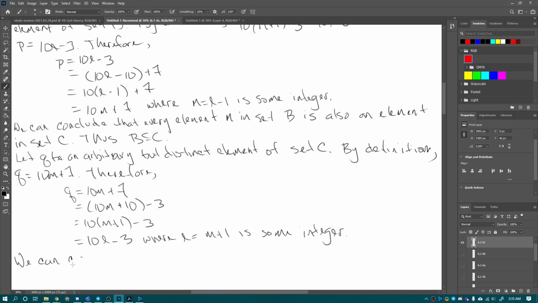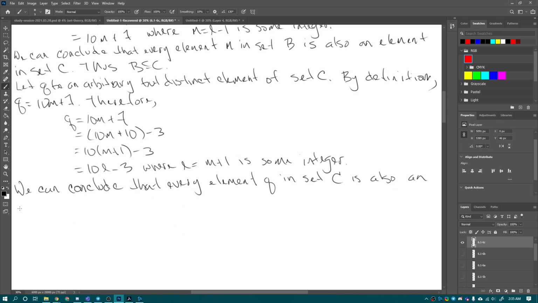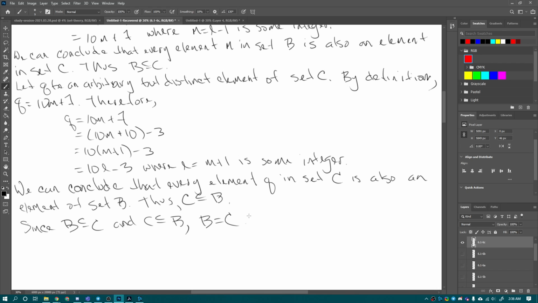We can conclude that every element Q in set C is also an element of set B. Thus, C is a subset of B. And finally, since B is a subset of C and C is a subset of B, the set B is equal to C. We're done.